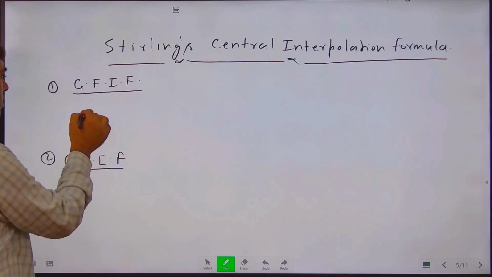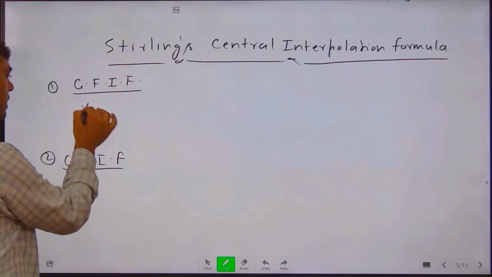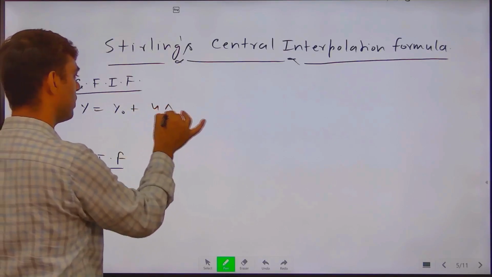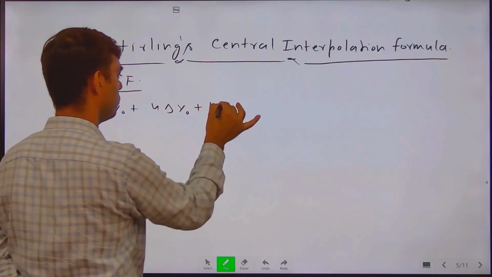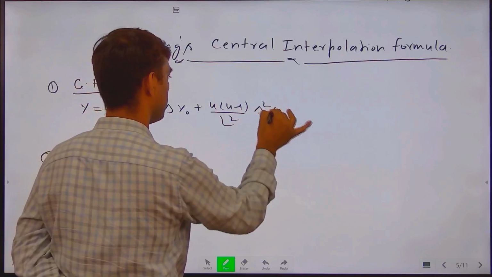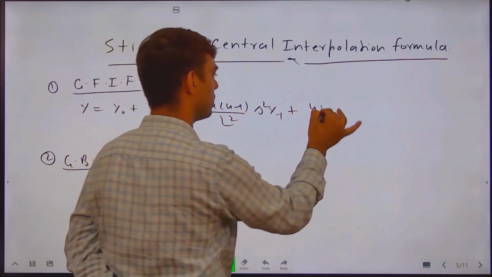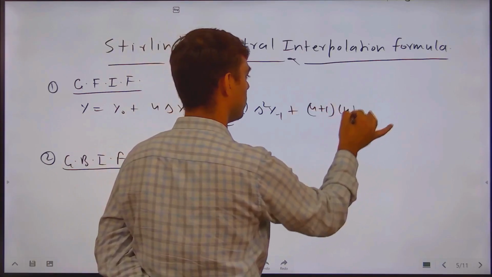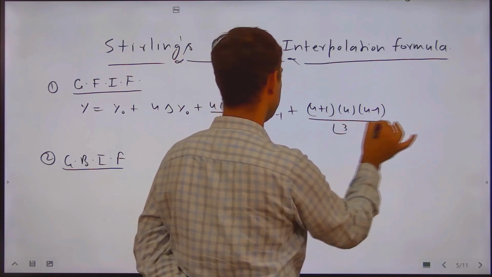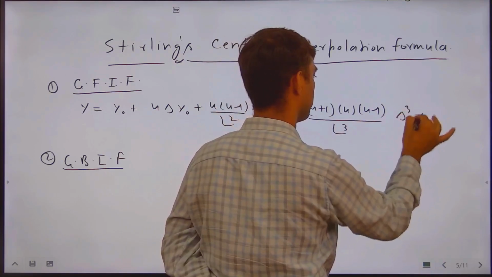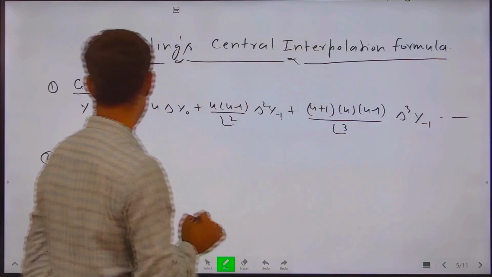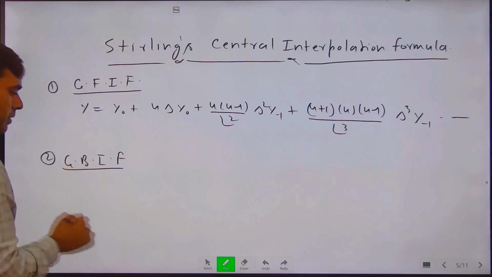So what is the Gauss forward? Gauss forward is y equals y 0 plus u del y 0 plus u(u minus 1) upon factorial 2 del 2 y minus 1 plus (u plus 1) u (u minus 1) upon factorial 3 del 3 y minus 1 and so on. In a similar manner, what is the Gauss backward?